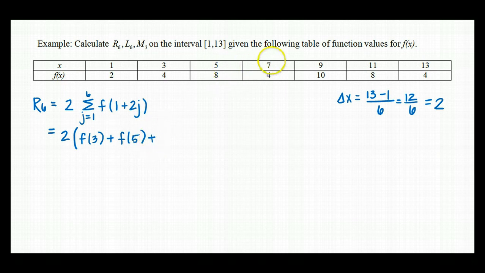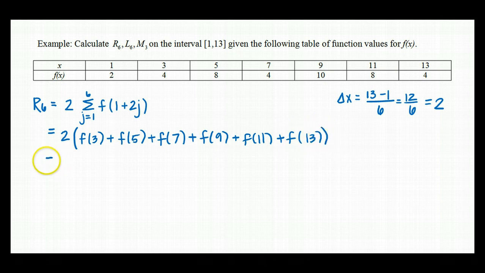Between 5 and 7, the rightmost endpoint is 7, so the function height is going to be f of 7, plus f of 9. So between 7 and 9, we're going to have the rightmost point, which is 9, so f of 9, plus between 9 and 11, f of 11. And then finally, between 11 and 13, we're going to use f of 13. So here we have 2 times the quantity.